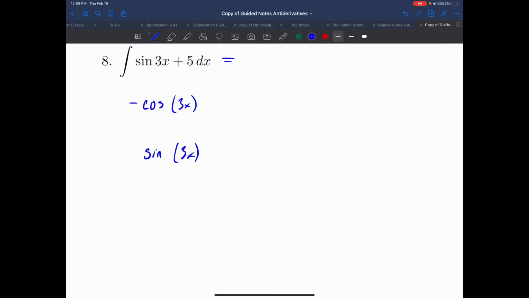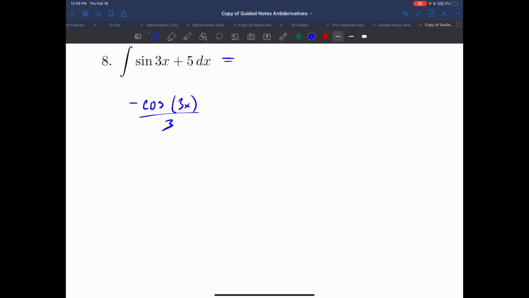And then we'd take the derivative of 3x and multiply it. So 3 sine 3x is what I would get if I took the derivative of negative cosine of 3x. So it's not quite right. So let's back up, get rid of that, and let's divide this by 3. Okay, so now if I take the derivative, I should get sine of 3x.